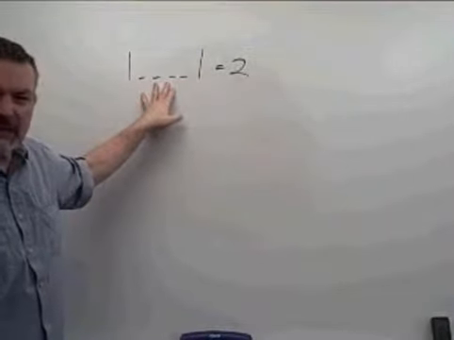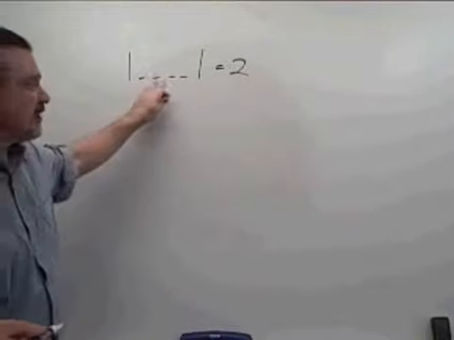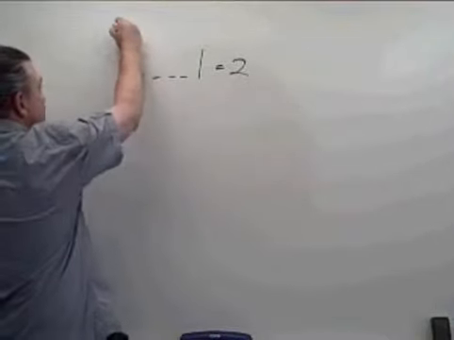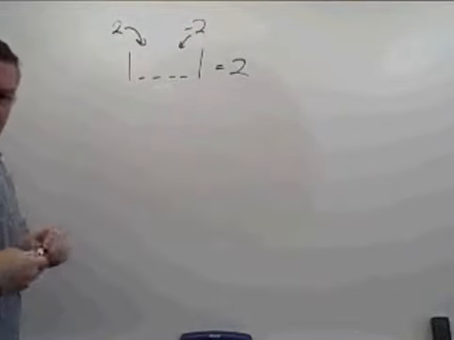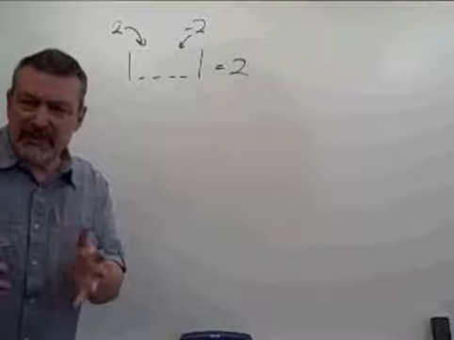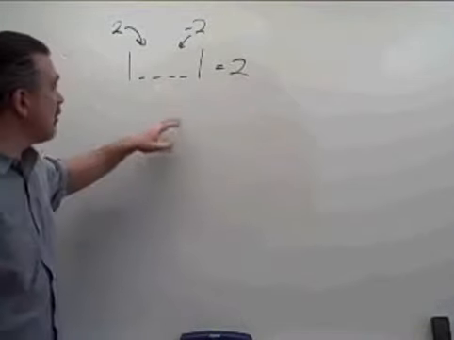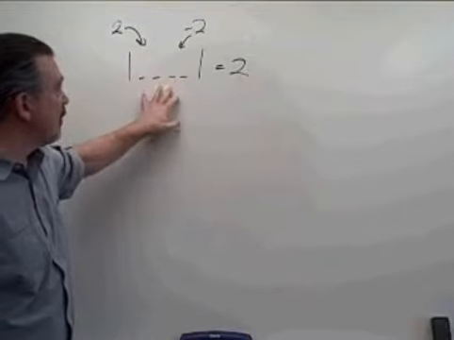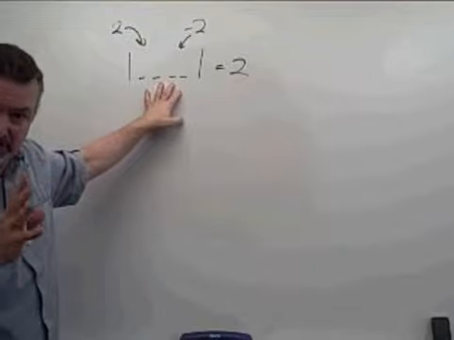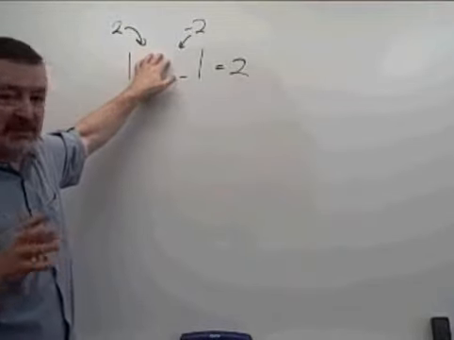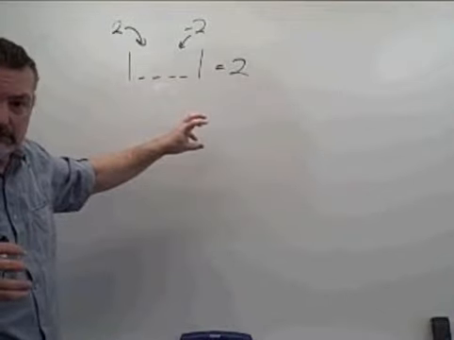But if the absolute value of that quantity is 2, don't we know that the quantity in there has to be either 2 or negative 2? Aren't those the only two numbers that have an absolute value of 2? So whatever is hiding there on the dotted line, invisible to us, has to be 2 or negative 2.